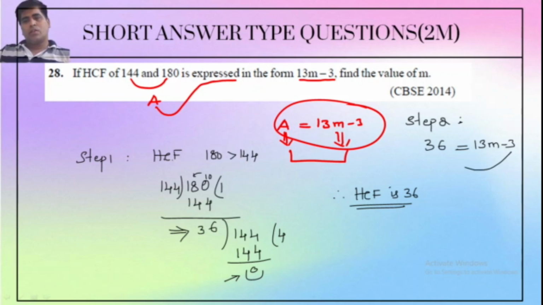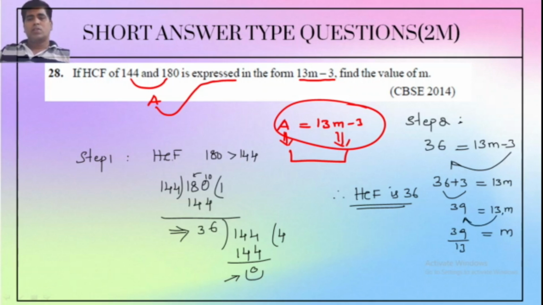So minus 3 you can take to this side. So this becomes 36 plus 3 equal to 13m, and this is 39. 39 is equal to 13m. m is equal to 39 by 13. Here 13 is multiplying, so if it comes this way, it divides. So 39 by 13 is nothing but the m value. So we got the m value as 3.